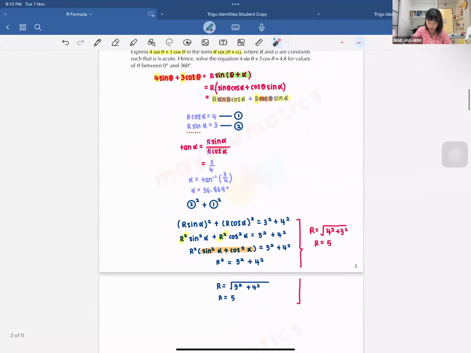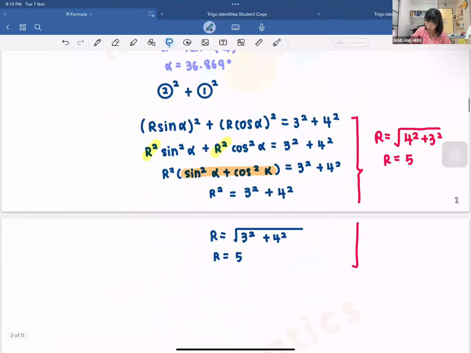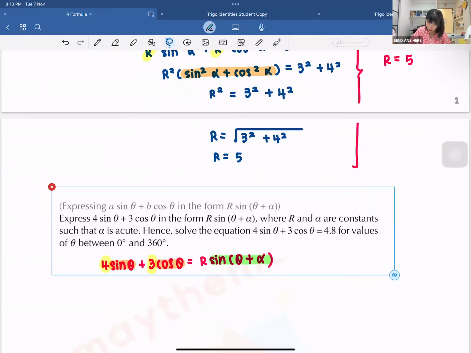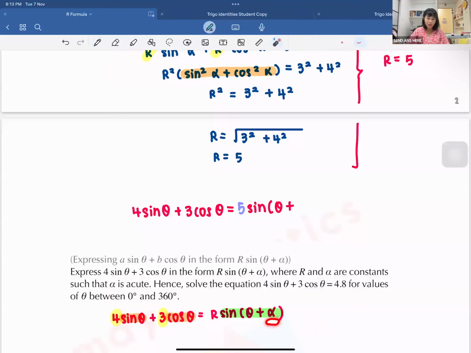So now combine everything together. Can you guys write this out for me again? Okay, write this out. But now let's start with the R, let's start with the theta. I mean the alpha. So if I write this out, 4 sine theta plus 3 cosine theta equals to, now my R, can you see, is 5. So I sub it, I should already write 5 there. Okay, then sine, theta plus alpha.